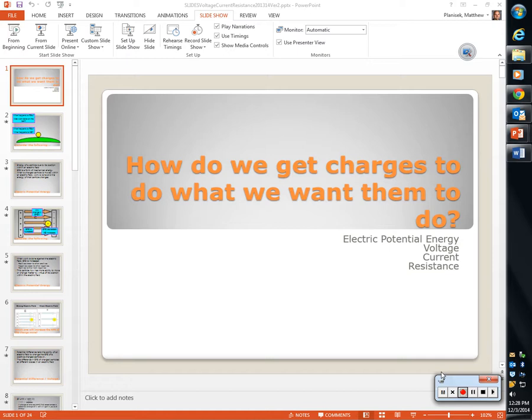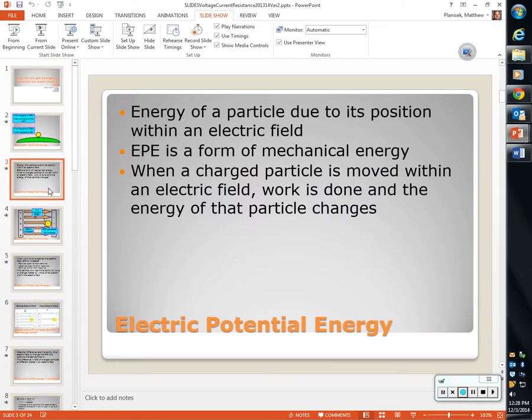And we started off talking about electric potential energy. Because the fact that we call it potential energy, that means what? What does it deal with? It deals with position. It deals with where something is. Specifically, where something is within an electric field. We talked about that it's a form of mechanical energy, and if we move that object around, changing its position, we change its potential energy.